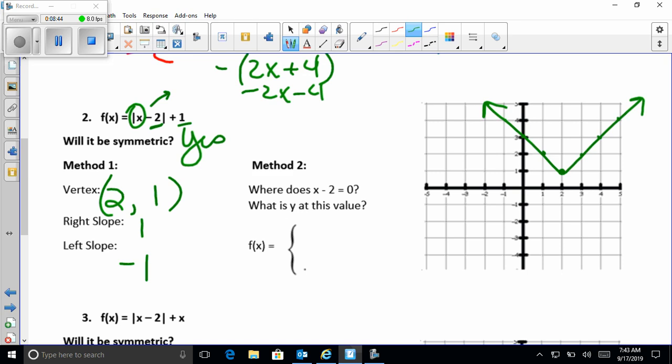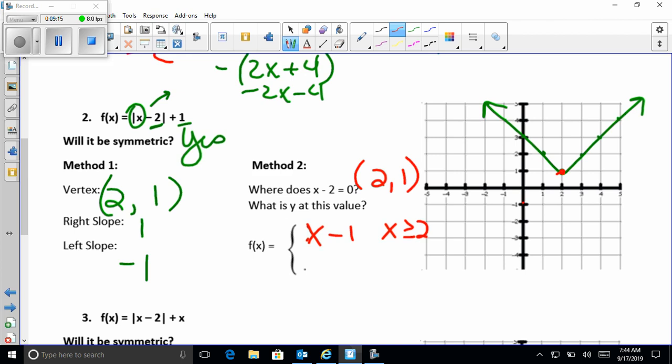What about doing it in pieces? We're going to break it into pieces. I still have that same (2, 1) for my vertex. I'm going to have x minus 2 plus 1. So I can combine those, so that would be x minus 1, when x is greater than or equal to 2.